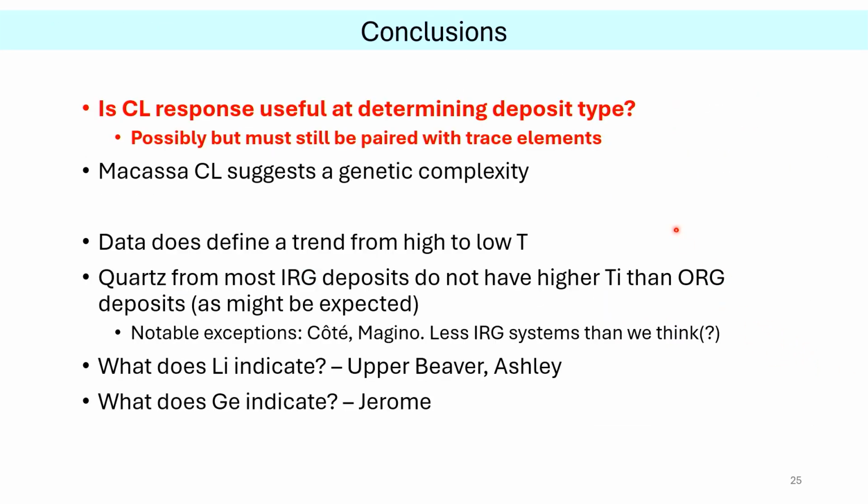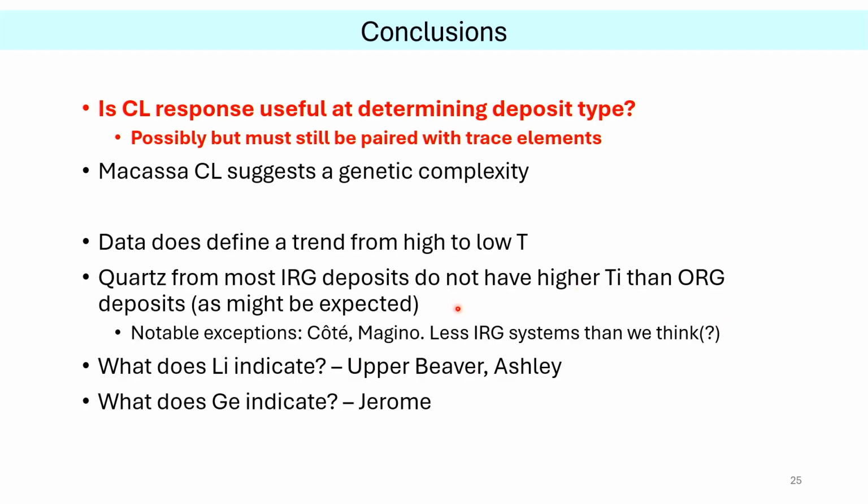So conclusions, is CL response useful at determining deposit type? It might be, but still must be paired with trace elements. CL imaging at Macassa might also suggest some sort of genetic complexity, because for all the other deposits in Superior, we don't really see that zonation that is so evident there, at least in the one zone at Macassa. So quartz from most intrusion-related gold deposits doesn't seem to have higher titanium, but we do still see a trend overall looking at the data from high temperature to low temperature. So there still is a potential there to classify these systems.